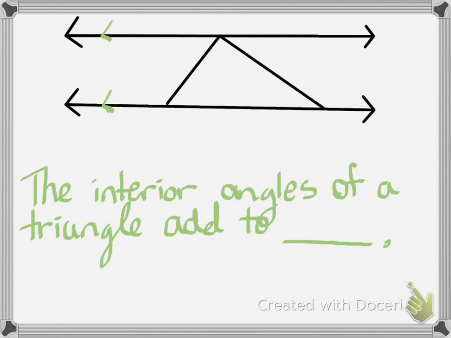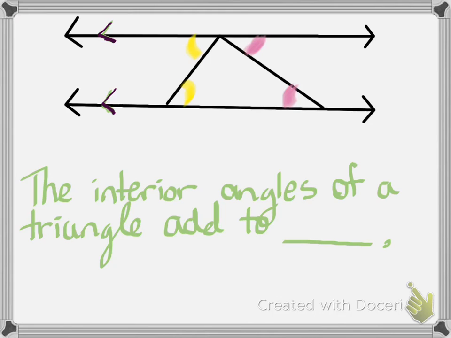So first, the interior angles of a triangle add to something. I drew this triangle in between two parallel lines. These symbols mean parallel. And this side right here is congruent to this side right here. They're alternate interior angles. And this angle is congruent to this angle, angle to angle. These are alternate interior angles as well.